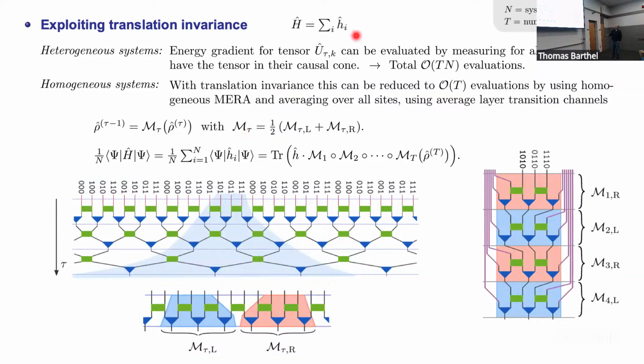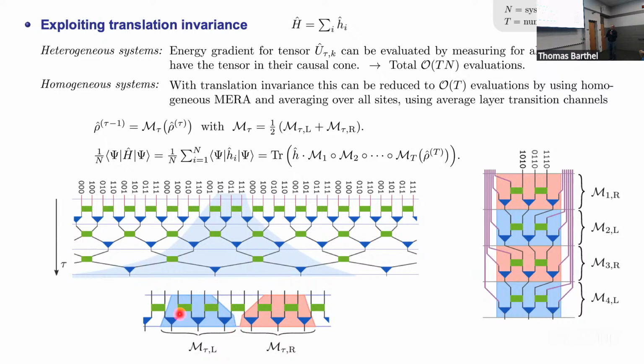So let's say we have such a translation-invariant Hamiltonian, and we want to evaluate the energy expectation value for each local term on every possible bond here. So we have to run through all these guys. We have different corresponding causal cones. But the structure of these causal cones just consists of two components. So it's just any sequence of these two different layer transition maps.